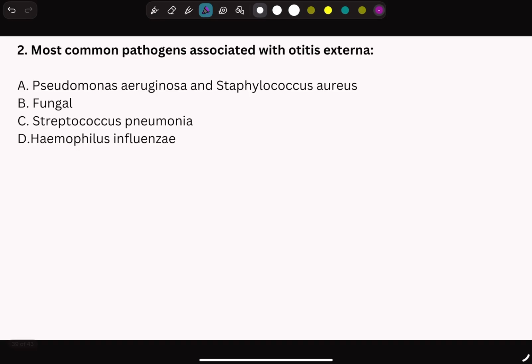Most common pathogen associated with otitis externa, is it Pseudomonas aeruginosa and Staphylococcus aureus? Is it fungal, Streptococcus pneumonia, or Haemophilus influenza? We actually talked about it, if you remember. So which one?